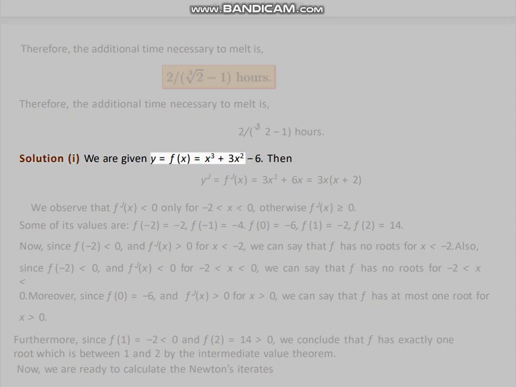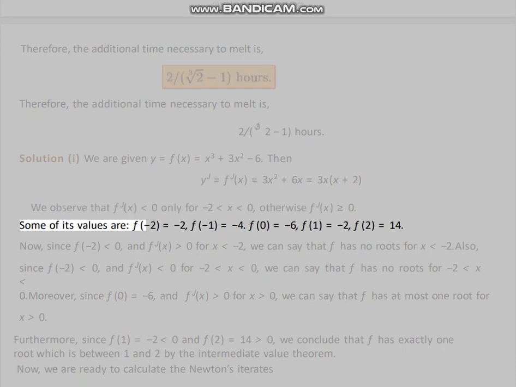Solution I. We are given y equals f(x) equals x cubed plus 3x squared minus 6. Then, y prime equals f prime(x) equals 3x squared plus 6x equals 3x(x plus 2). We observe that f prime(x) is less than 0 only for minus 2 less than x less than 0, otherwise f prime(x) is greater than or equal to 0. Some of its values are f(minus 2) equals minus 2, f(minus 1) equals minus 4, f(0) equals minus 6, f(1) equals minus 2, f(2) equals 14.